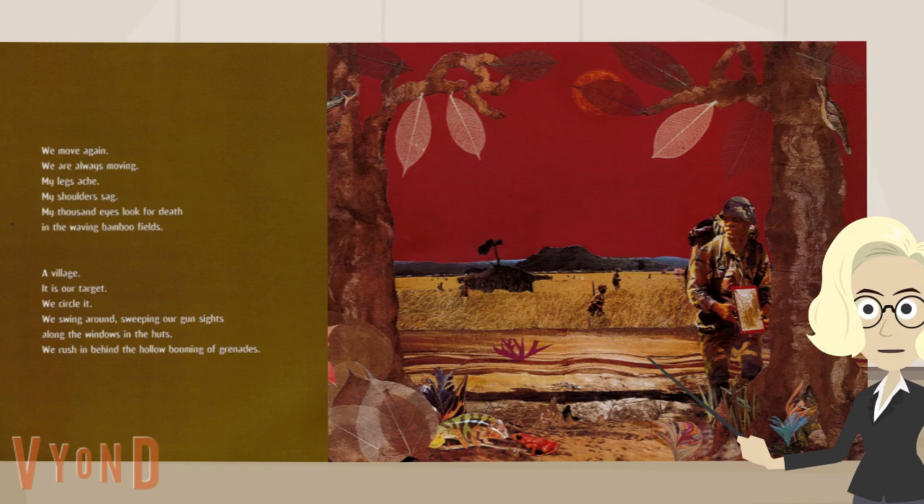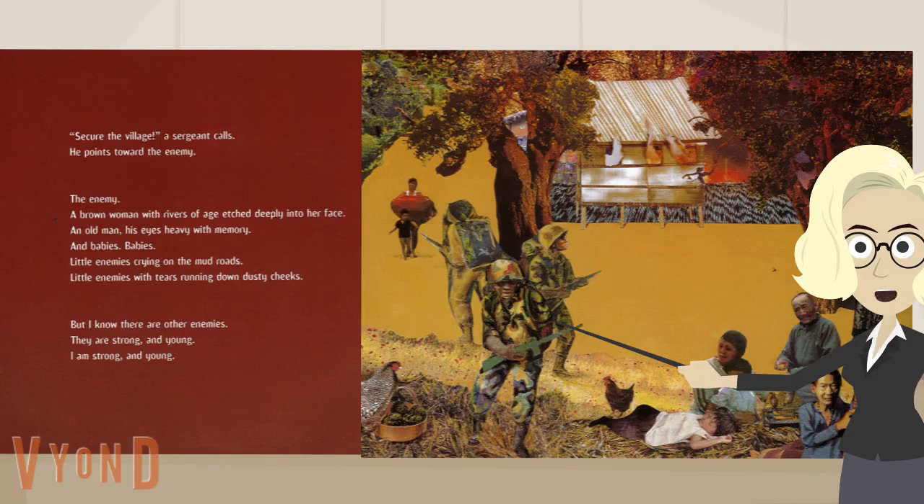We move again. We are always moving. My legs ache, my shoulders sag, my thousand eyes look for death in the waving bamboo fields. A village. It is our target. We circle it. We swing around, sweeping our gun sights along the windows and the huts. We rush in behind the hollow bombing of grenades. Secure the village, a sergeant calls. He points toward the enemy.